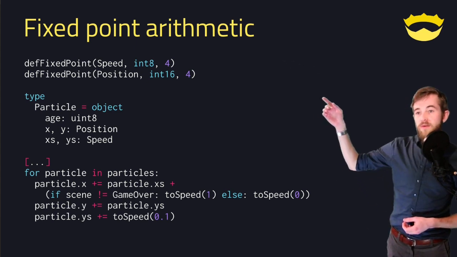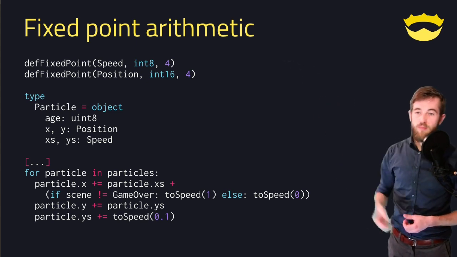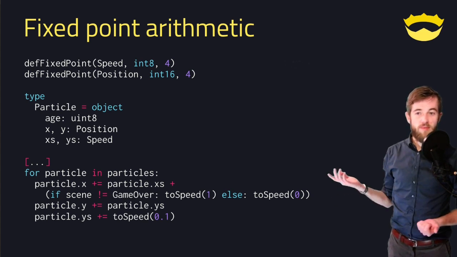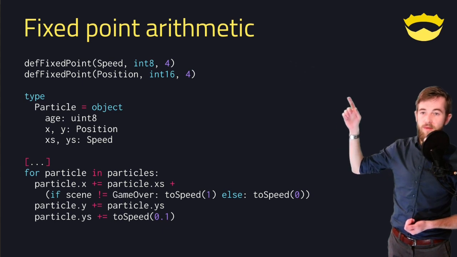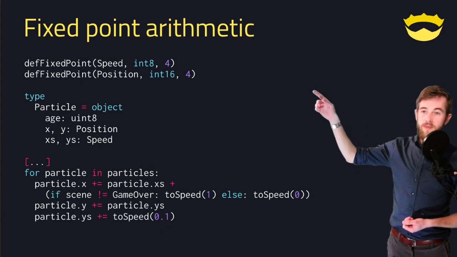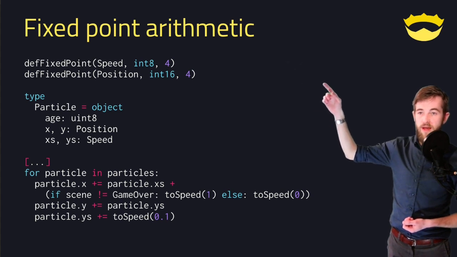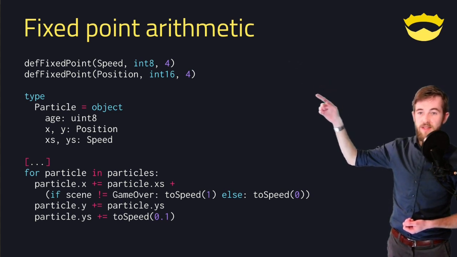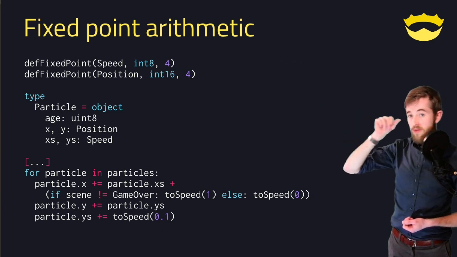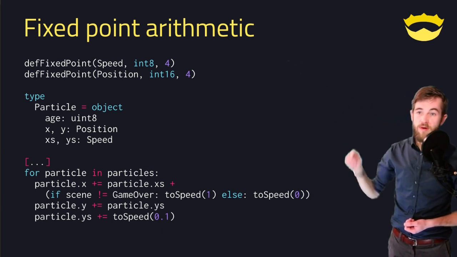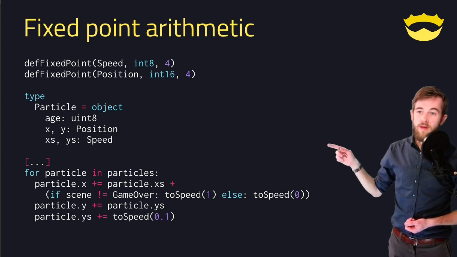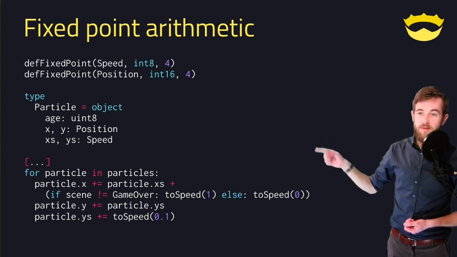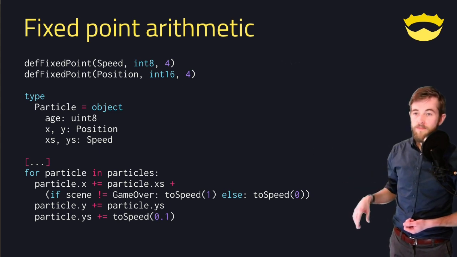What I did here was I imported fixed point numbers, which is just a library that Sev specifically wrote in Nim. So I just defined two types, speed and position. One is stored as 8-bit integers, one is stored as 16-bit integers. Both have their fixed point at 4. And I have a particle object that uses these types.